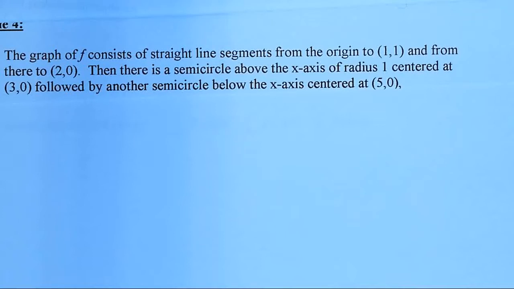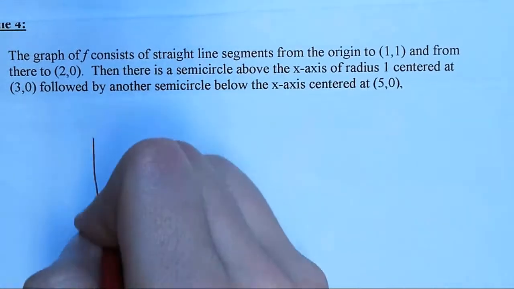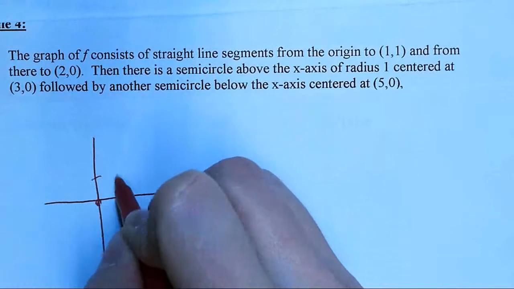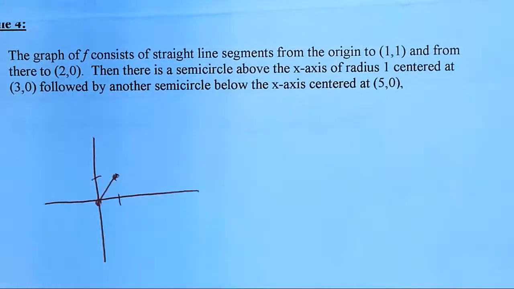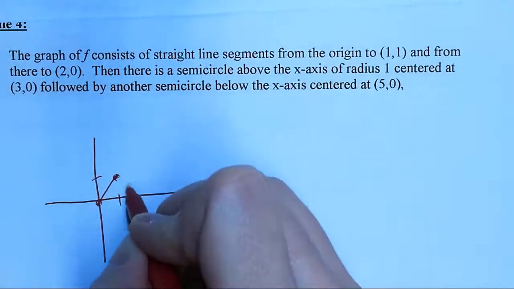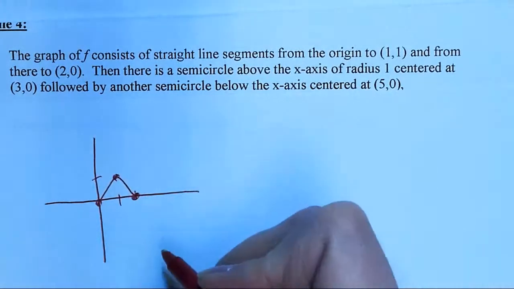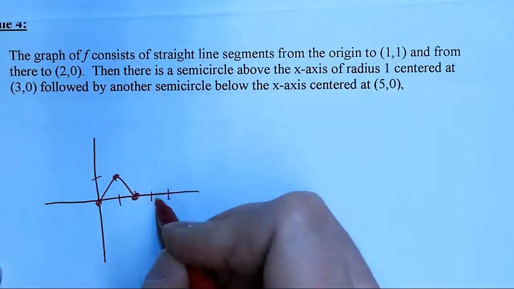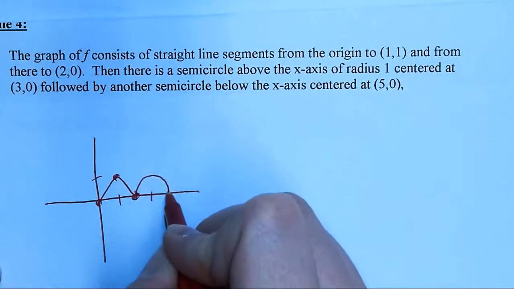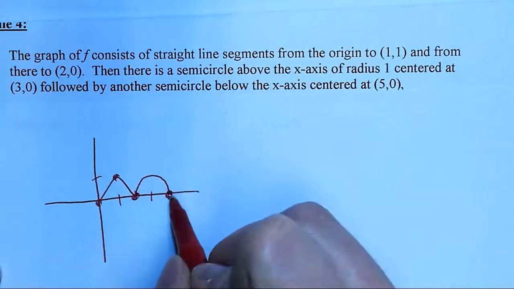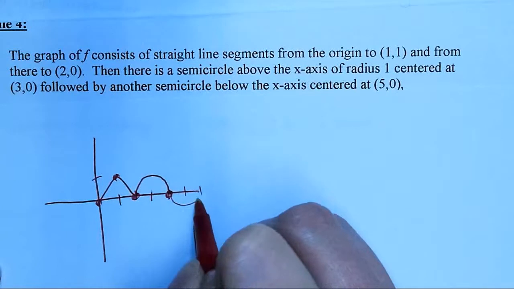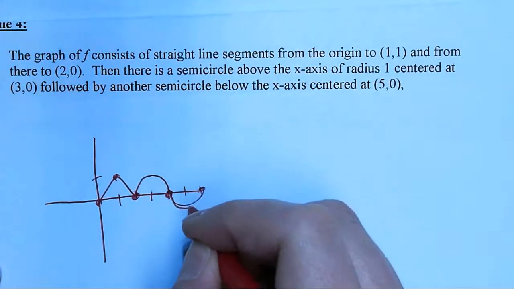Okay, so this says the graph of f consists of straight line segments from the origin to 1, 1. From there to 2, 0. Then there's a semicircle above the x-axis of radius 1 centered at 3, 0. And then there's another semicircle below the axis centered at 5, 0. Again, radius 1. That's terrible. Should match the other ones. There we go.